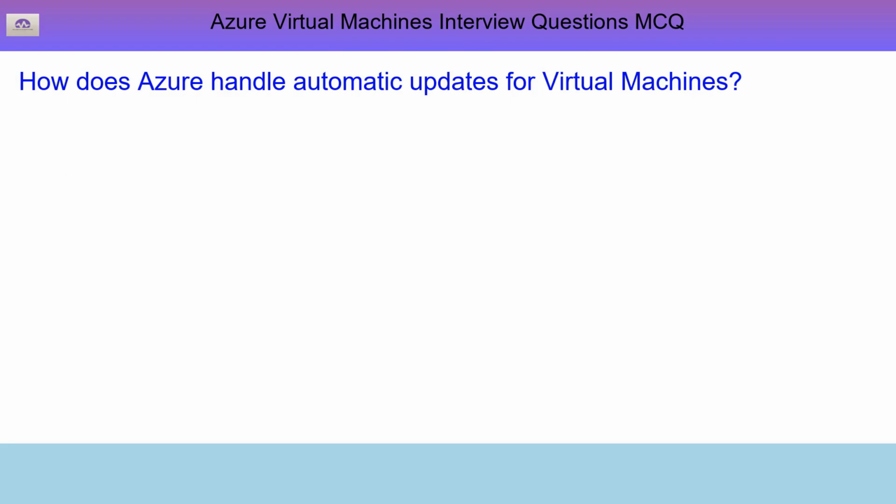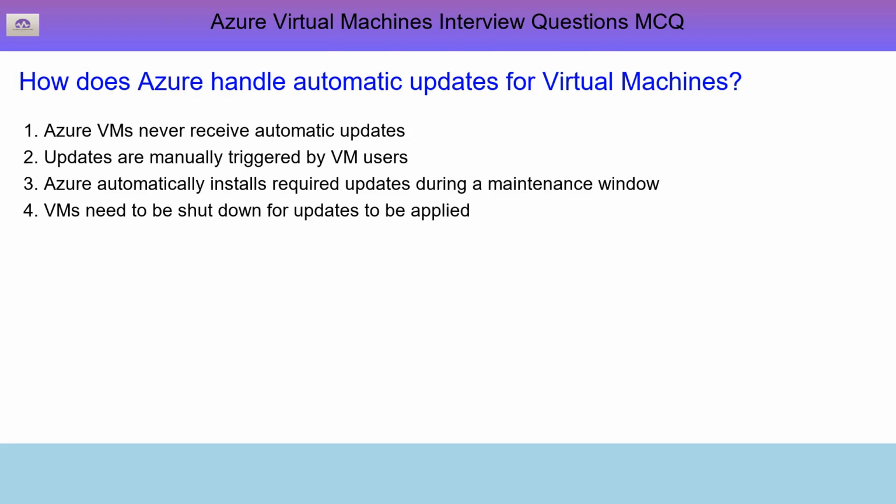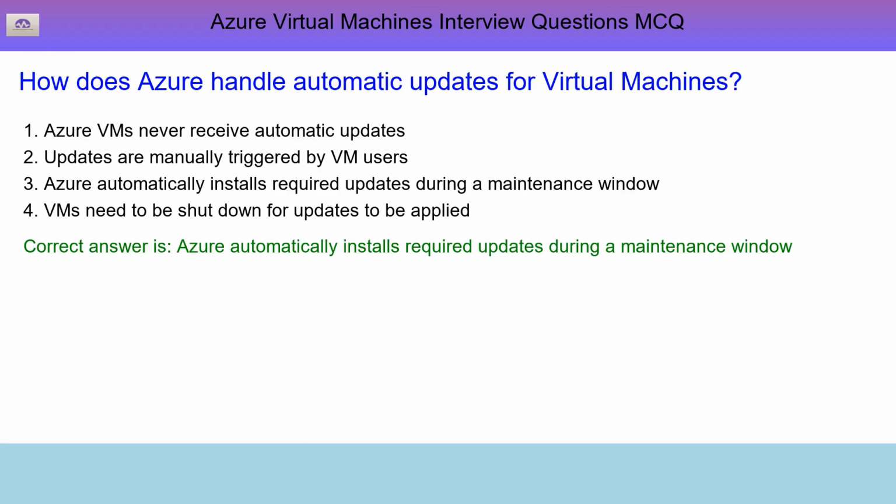How does Azure handle automatic updates for virtual machines? Here are your options. 1. Azure VMs never receive automatic updates. 2. Updates are manually triggered by VM users. 3. Azure automatically installs required updates during a maintenance window. 4. VMs need to be shut down for updates to be applied. The correct answer is Azure automatically installs required updates during a maintenance window.